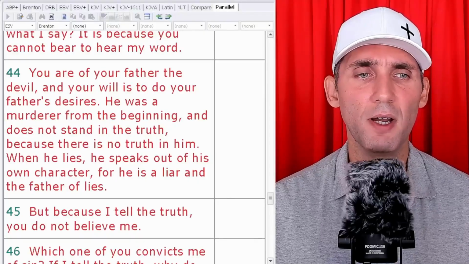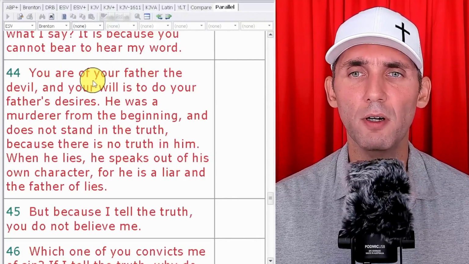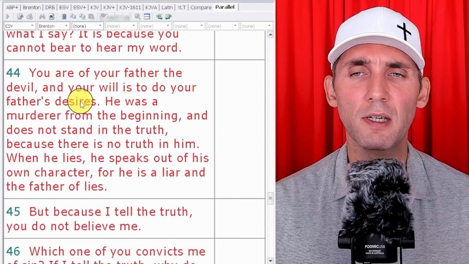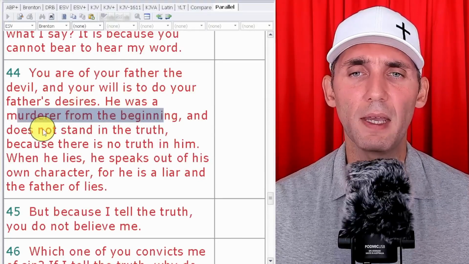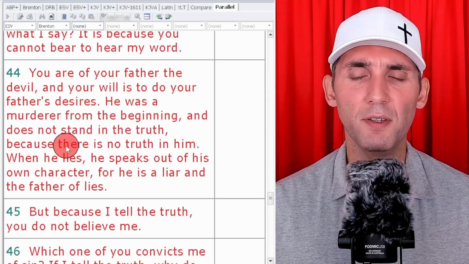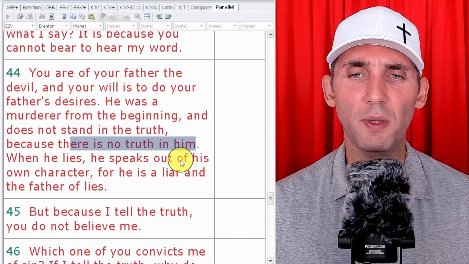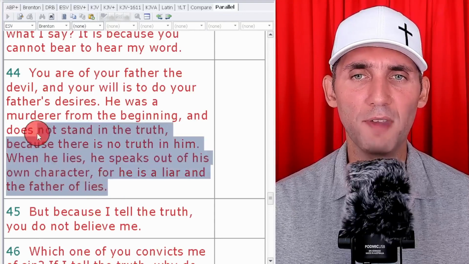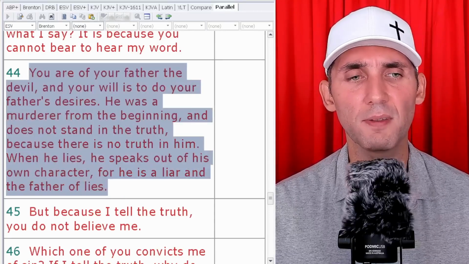Well, the Bible tells us very clearly. John 8, verse 44, you are of your father the devil, and your will is to do your father's desires. He was a murderer from the beginning, and does not stand in the truth, because there is no truth in him. When he lies, he speaks of his own character, for he is a liar and the father of lies. Boy, who is that addressed to? That's addressed to the Pharisees.